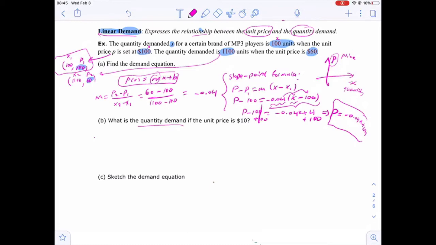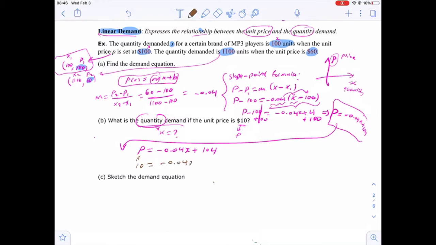Now part B, what is the quantity demanded if the unit price is 10? So this is the price. We know the price and we want to find the quantity. Quantity is x. We can get this from the formula for the linear demand, p equals negative 0.04x plus 104, and then we need to plug in the values. So p is 10 equals negative 0.04 times x, which is unknown because it's the quantity that we want to find, plus 104.